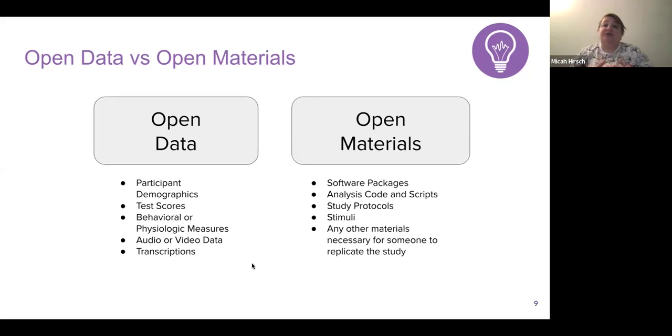Meanwhile, open materials refers to basically the things that you needed to use in order to do your study. So any software packages that you use for data collection, any analysis codes and scripts that you used for data preparation, analysis, or even programming different study components, your study protocols, as well as your stimuli, basically anything that you would need for someone to replicate your study exactly how you did it. So when I talk about open data and open materials in this presentation, just know that a lot of the things I'm talking about can apply to both of these practices. And a lot of times when I say open data, I also mean open materials as well.